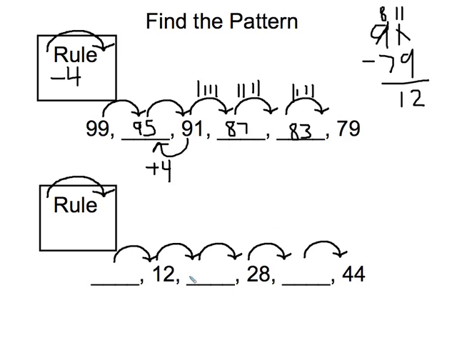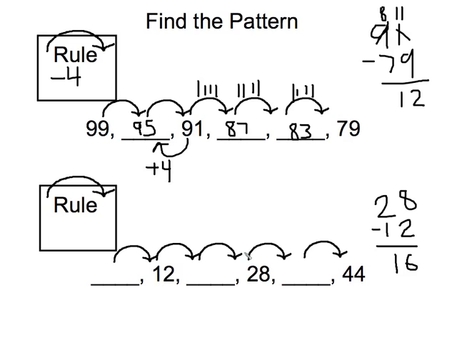For this last one, you could have picked again any set of numbers to do your starting and ending. I'm going to go from 12 to 28. I need to know how far apart those numbers are, so I'm going to take my 28 and minus my 12. 8 minus 2 is 6. 2 minus 1 is 1. So I know from 12 to 28, I'm going to be sharing 16.